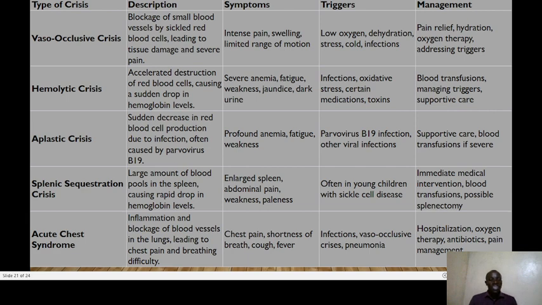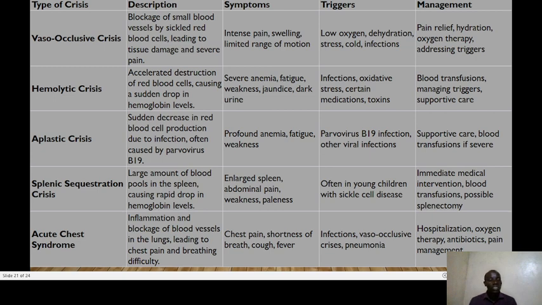Aplastic crisis is characterized by sudden decrease in RBC production due to an infection often caused by the parvovirus. And this one, the symptoms, you have the profound anemia, fatigue, or weakness. And here we have the triggers. Could they be the parvovirus infection or other variants? Remember, this one being viral, we are going to provide supportive care and blood transfusion if severe.